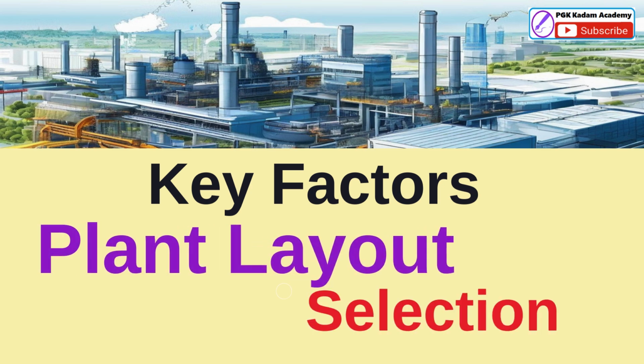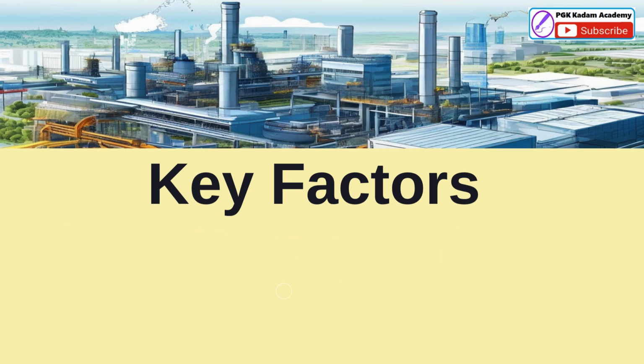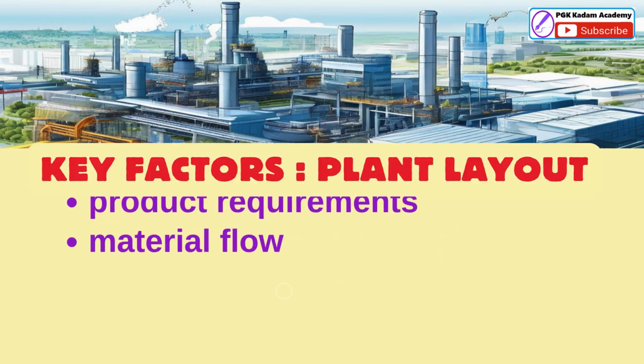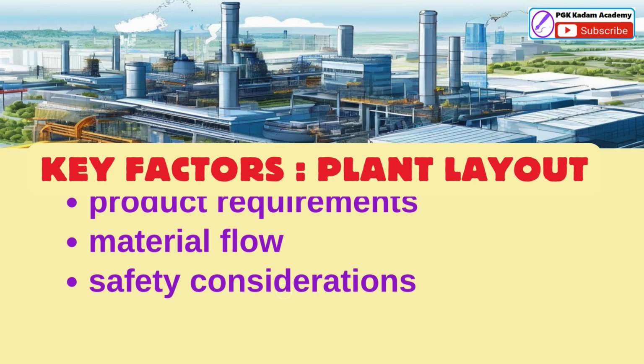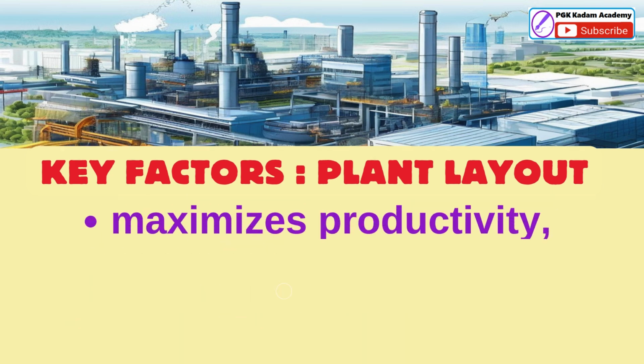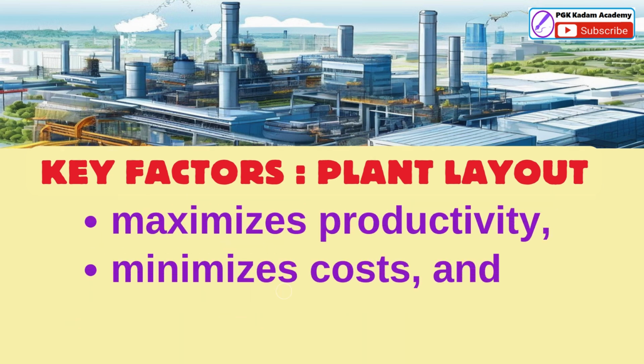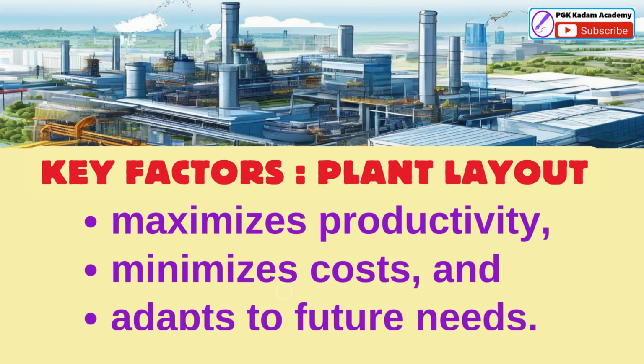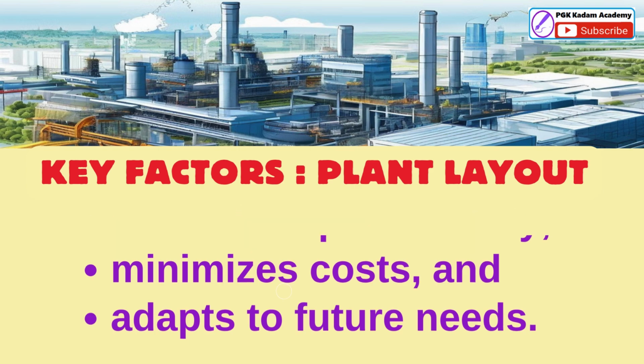Key factors in plant layout selection. Selecting an optimal plant layout is crucial for creating an efficient, effective, and safe production environment. This video will explore the various factors that must be considered when designing a plant layout, ranging from product requirements and material flow to safety considerations and technology integration. By carefully evaluating these factors, companies can create a layout that maximizes productivity, minimizes costs, and adapts to future needs.